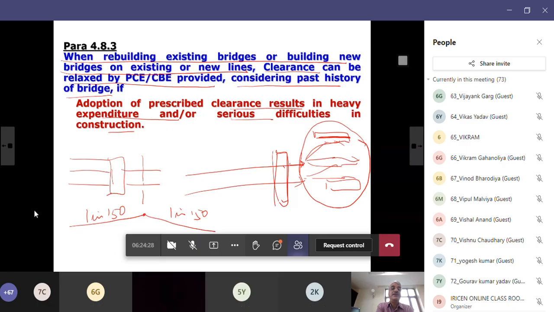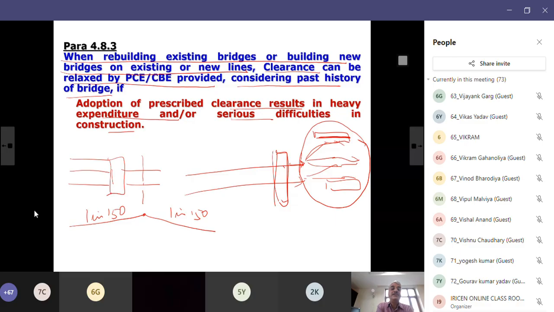This is the ruling gradient. Now at this bridge, if you want to increase the clearance, your bridge rail level will go up. If you try to do this, it will infringe your ruling gradient. And if you have to follow 1 in 150, you have to go kilometers and regrading, and in between some other bridge station will come.